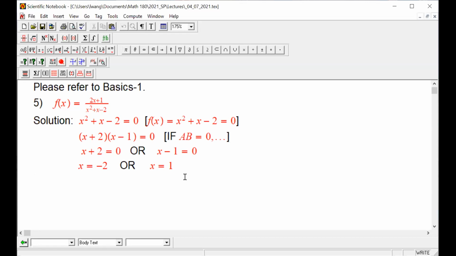Okay. And the domain, we will claim, would be all real numbers except x equals negative 2 and positive 1.